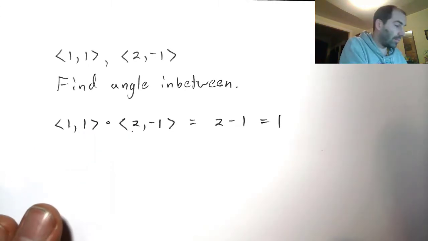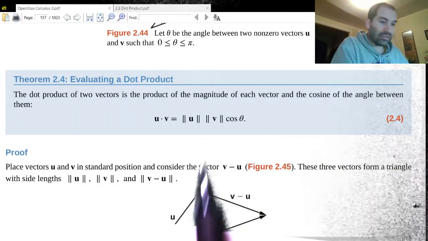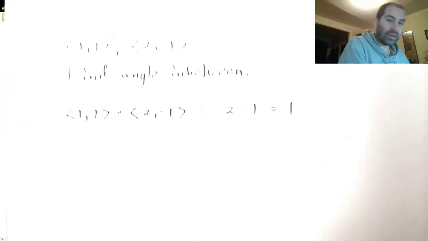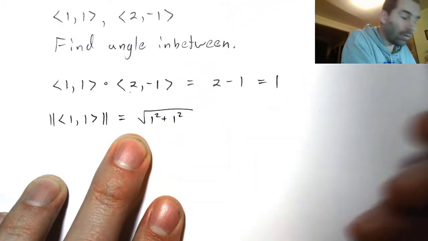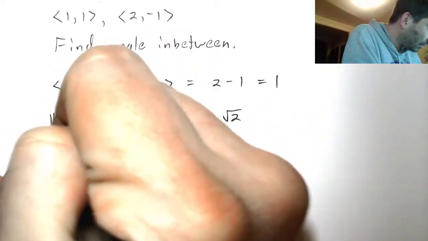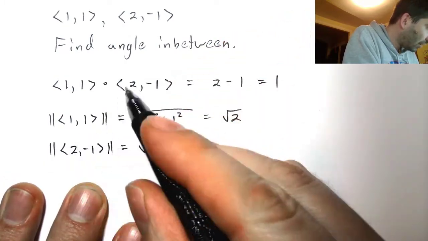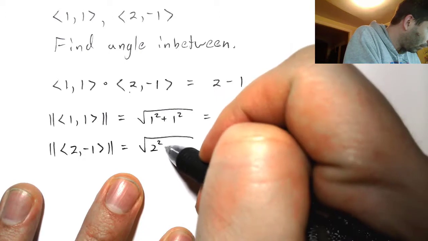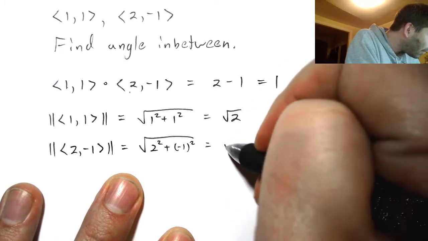Okay, what else is in the formula? Oh, get out of here, paper. What else is in the formula? We need the magnitudes. We need the magnitudes of those vectors. Okay, let's find those. What's the magnitude of the vector 1, 1? Well, that's the square root of the sum of the squares of its components. That's the square root of 2. What's the magnitude of this guy? Well, it's 2 squared plus negative 1 squared, square root. That is square root of 5.